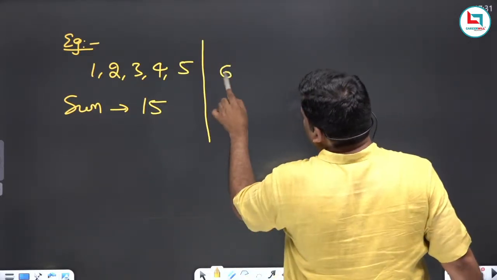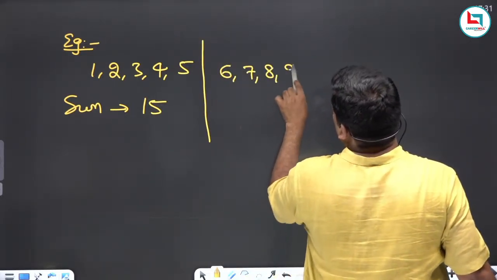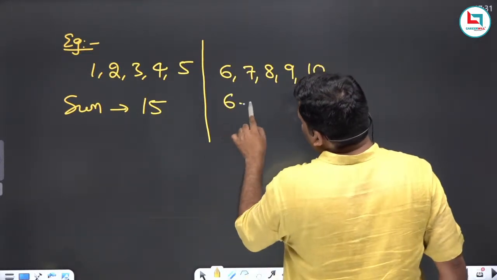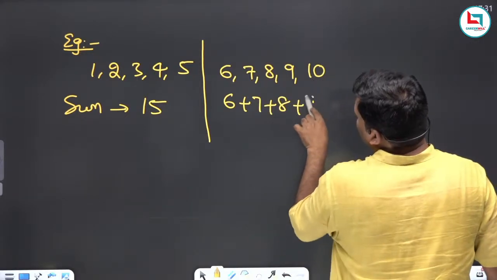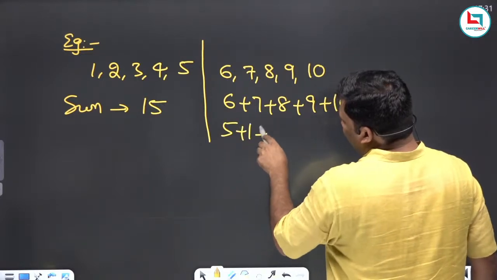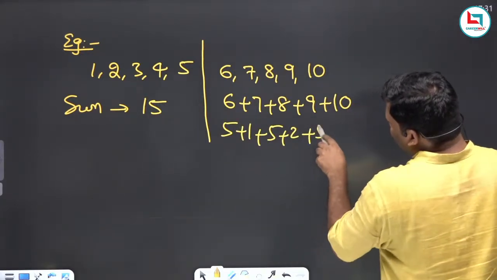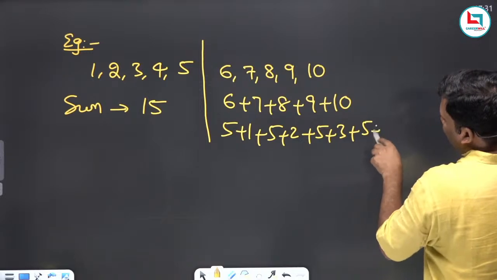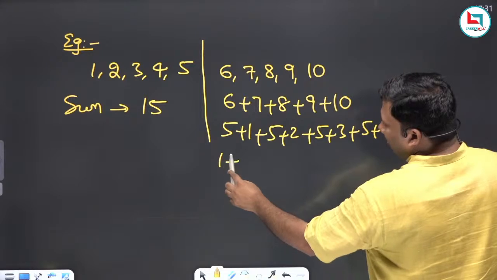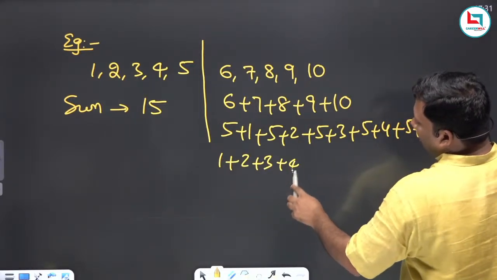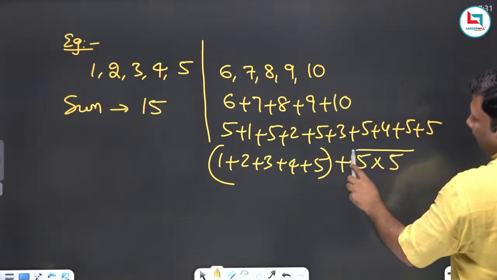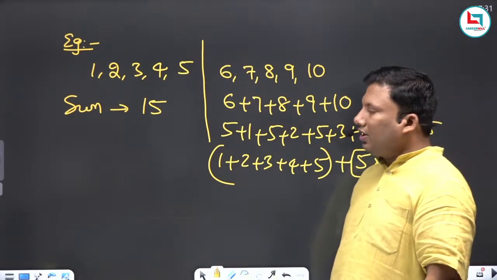Let me take the next 5 numbers: 6, 7, 8, 9, 10. What is the sum? This can be written as 6 plus 7 plus 8 plus 9 plus 10. This can be written as 5 plus 1, 5 plus 2, 5 plus 3, 5 plus 4, 5 plus 5. Are you all with me? So this is nothing but 1 plus 2 plus 3 plus 4 plus 5, plus 5 into 5.